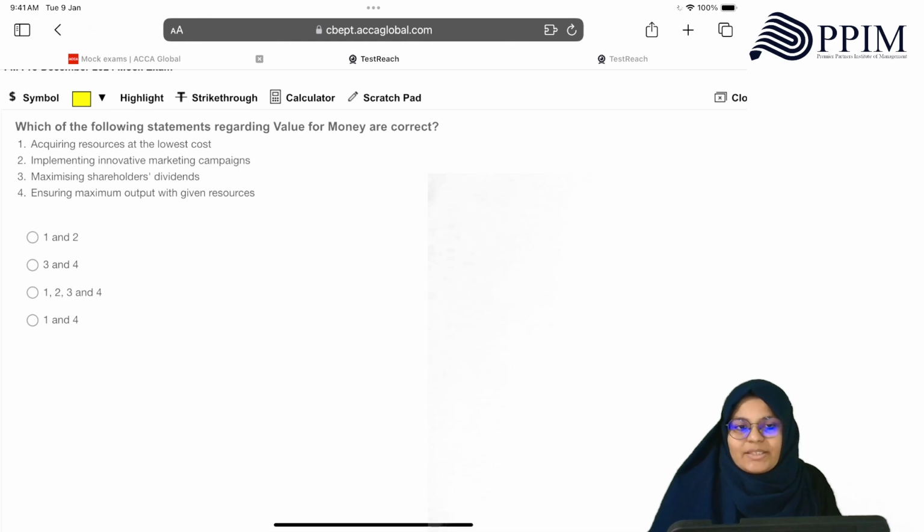Which of the following statements regarding value for money is correct? I hope you know what value for money is. Value for money is how to measure the performance of a not-for-profit organization. So there are 3 E's that we have to consider: economy, efficiency, effectiveness. Okay. So which of the following is correct? Number 1, acquiring resources at the lowest cost. Is this one of the 3 E's? Getting your inputs, your resources, at the lowest possible cost? Yes, right? It is economy. So yes, the first one is there.